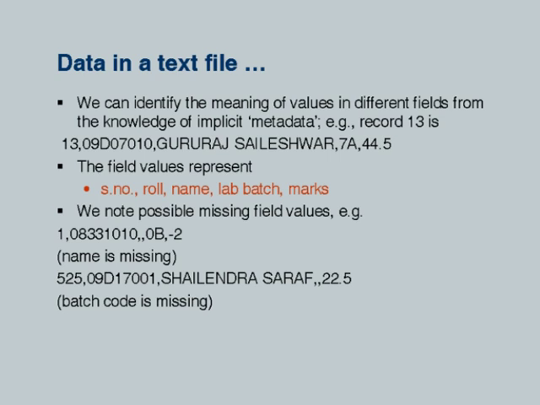But if the number was 09007010, it will be treated as a numeric value and the first 0 may disappear when you take a printout or when you see that. So, you can see these are uncanny problems and we need to handle these problems properly.